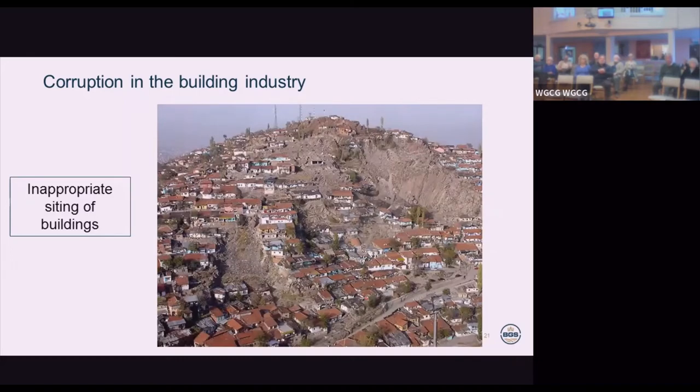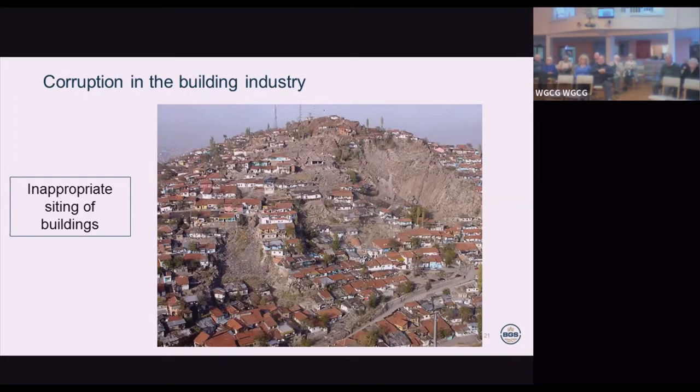Putting buildings in unsafe places. In almost every country in the world, there is a planning application process where authorities decide where buildings should be, where they shouldn't be, based on various safety criteria. This is a picture from Turkey. These homes are on this hill slope. And this hill slope is already unstable. You can see parts of it already failing on the right. This won't need an earthquake. Heavy rainfall will make these slopes come down in a landslide.